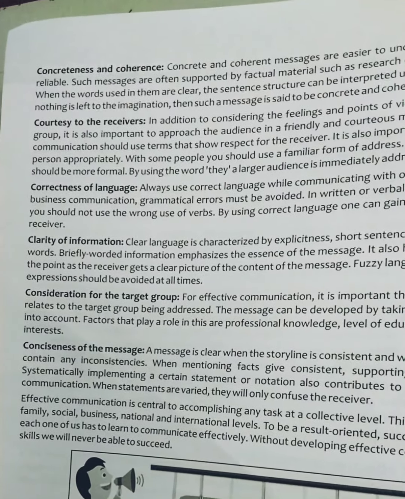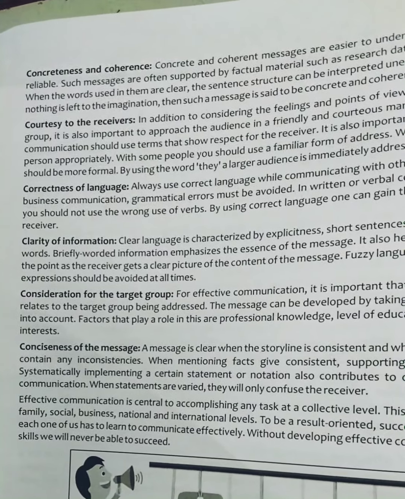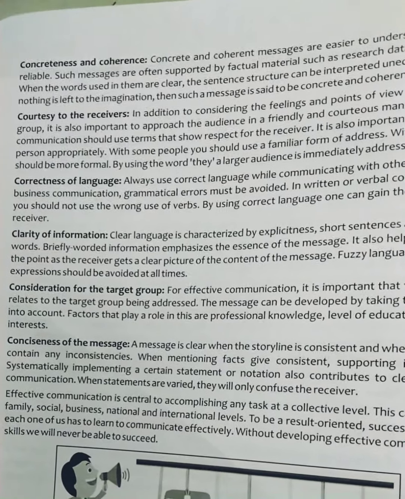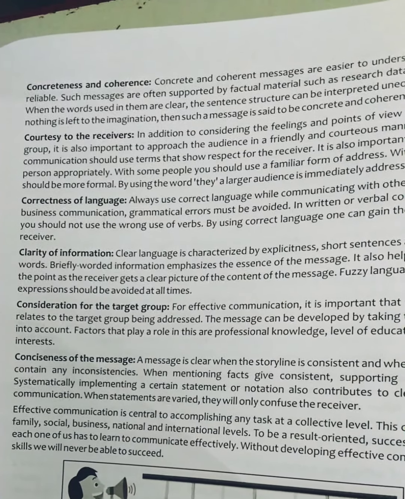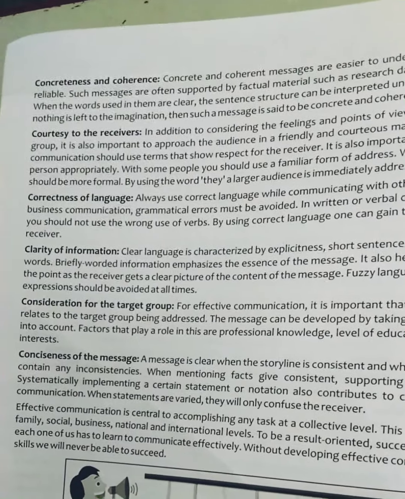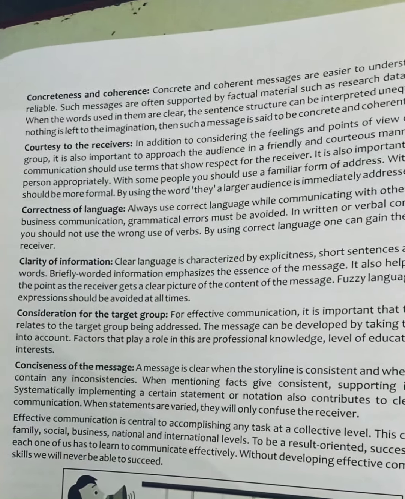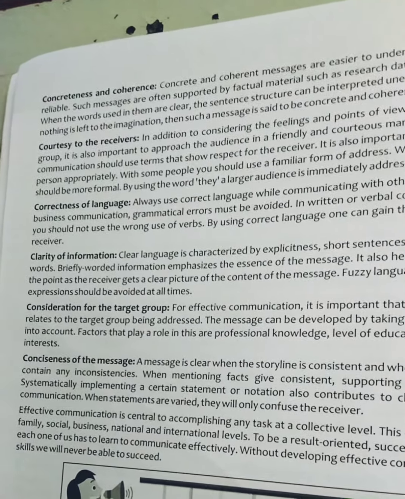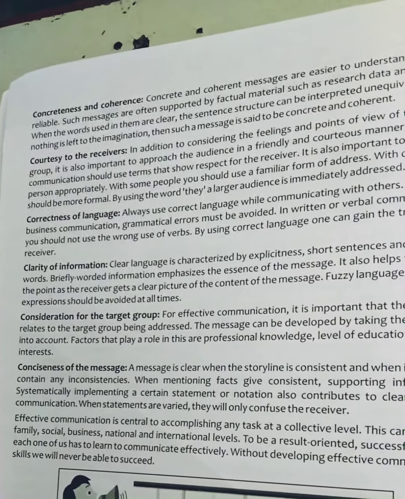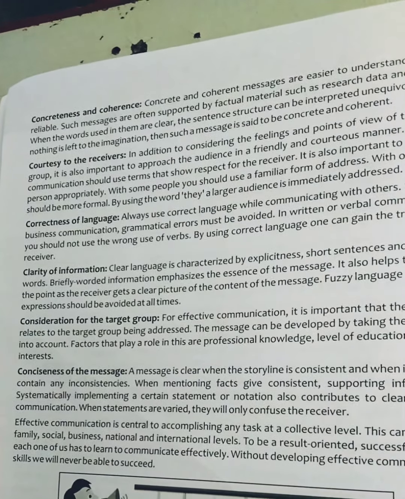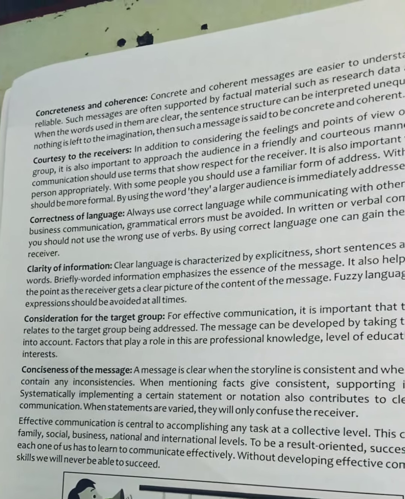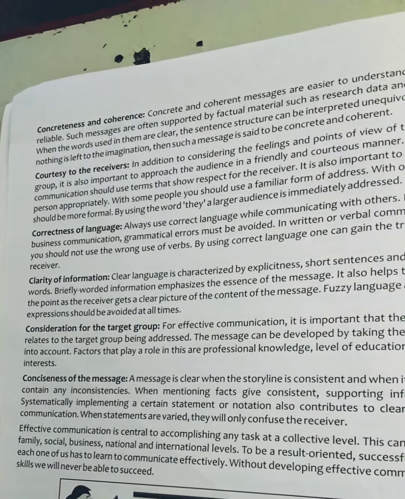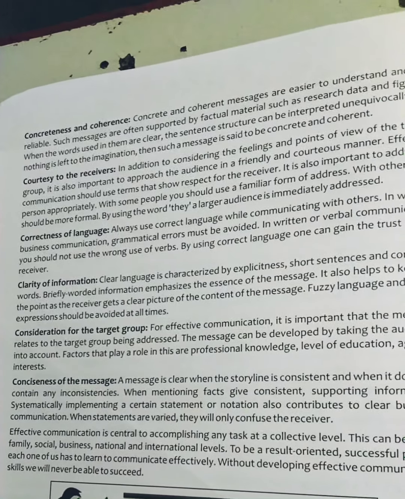Your language should be correct and easy to understand. The next one is clarity of information. In your communication, you have to be clear about your message, what you want to say. The next is consideration for the target group. You should consider your language, your words, your vocabulary according to the target group, whom you are talking to. You need to understand whom you are talking to and in which way you are talking. The next one is consistency of the message. Your message consists of many things, and you make sure your order is correct.